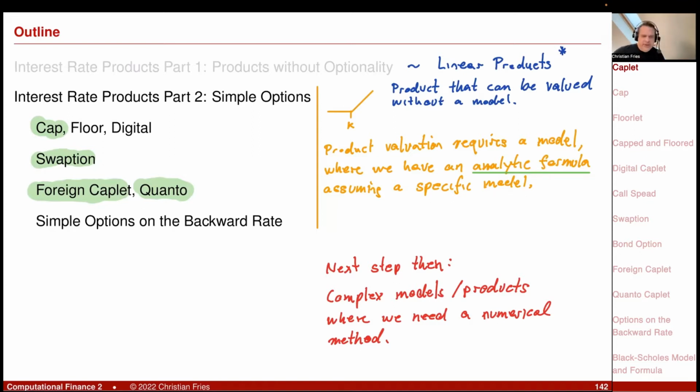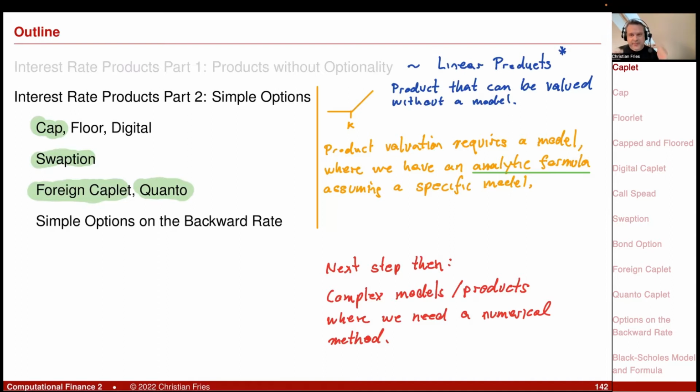The section I will do today is, well, rather a collection of definitions. I go through all these different products, also explain to you which product is maybe important, yeah, in the sense that it is liquid on the market. It's an important product for the industry. And also this section is still, in this sense, single curve.